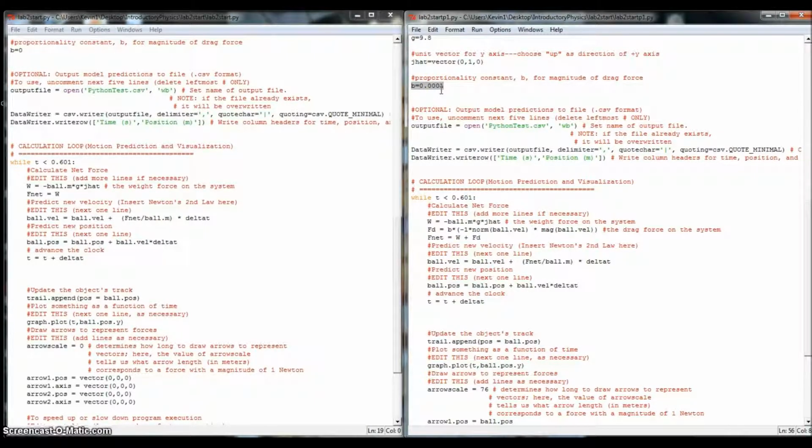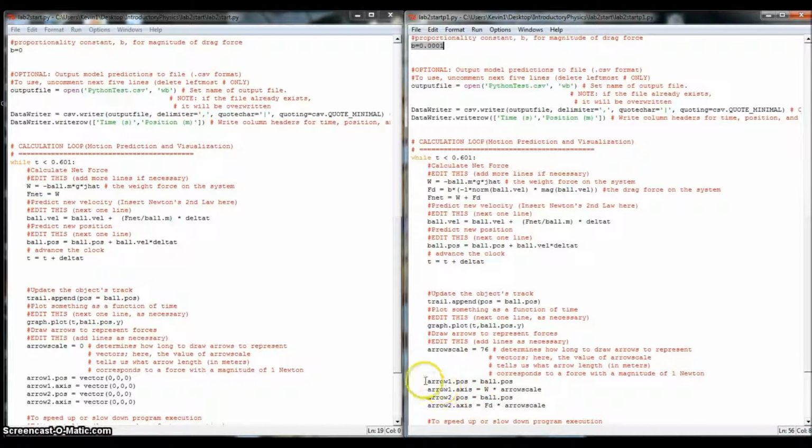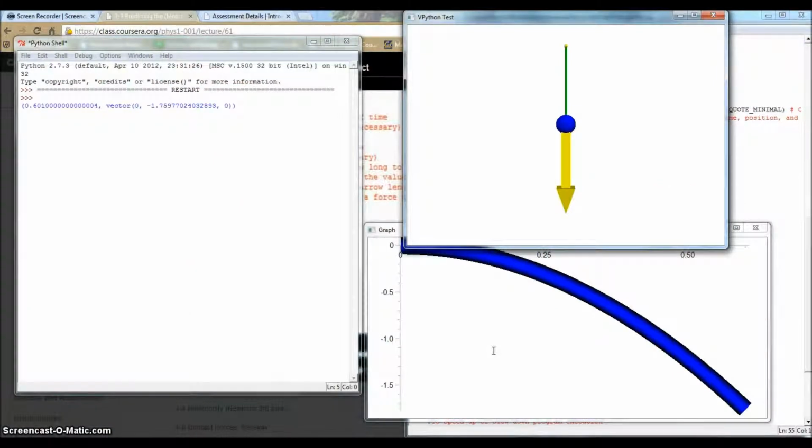I also added arrows that begin at the ball's initial position, as shown here, and extend for the weight or drag force multiplied by an appropriate arrow scale, which I showed to be 76. And now here's your computational model.